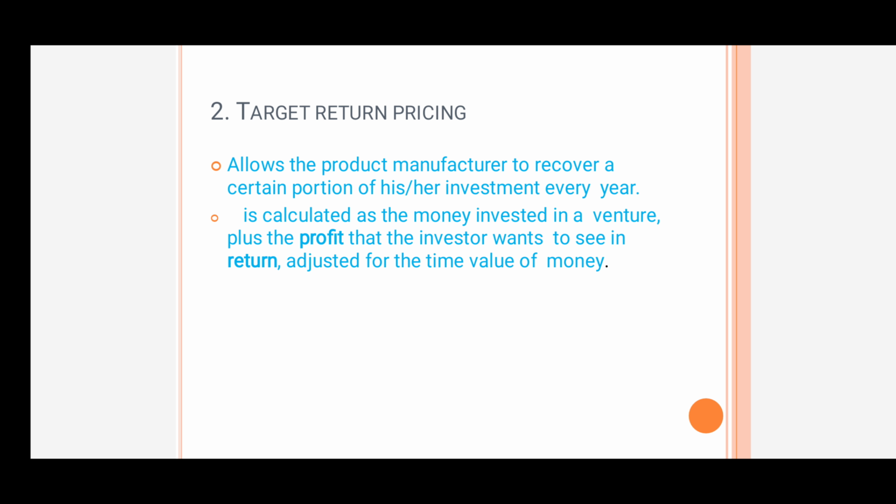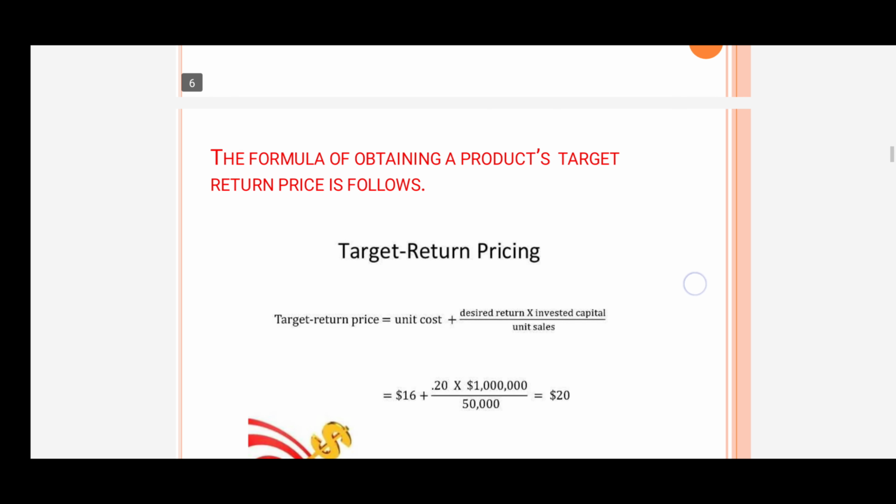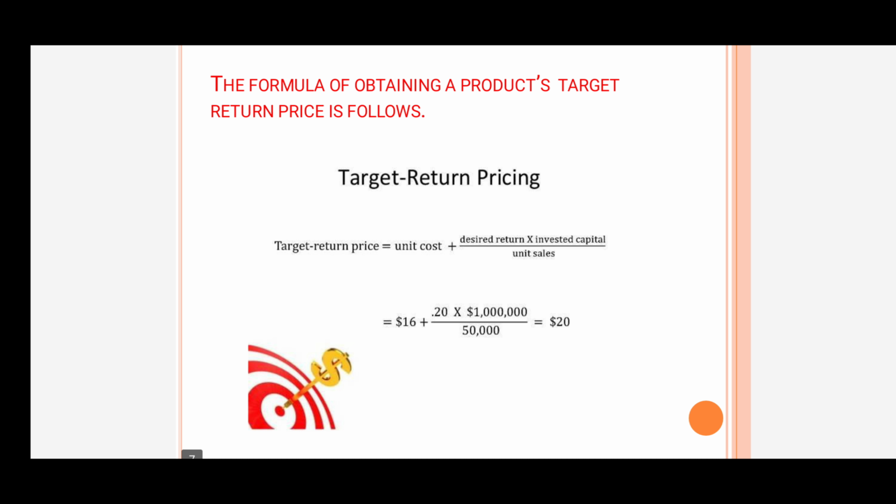If you see in this slide, I have clearly mentioned with an example giving the formula. It is your unit cost, that is cost per unit, plus desired return, how much return you are expecting, into invested capital, that is the amount of capital invested by the investor, the whole divided by unit sales, that is the number of units sold.